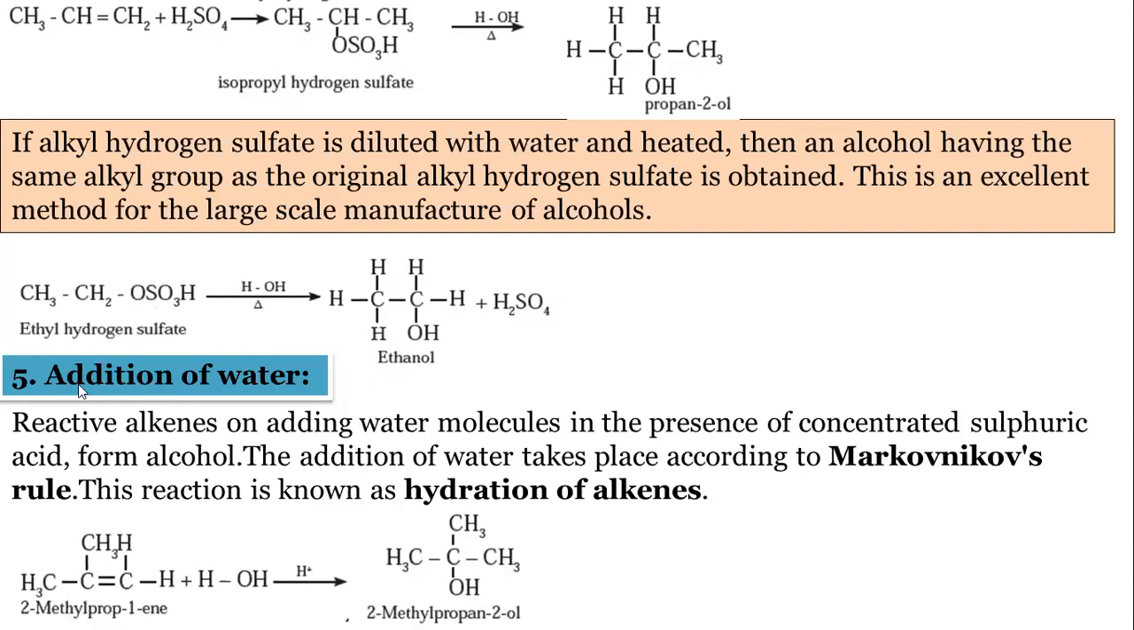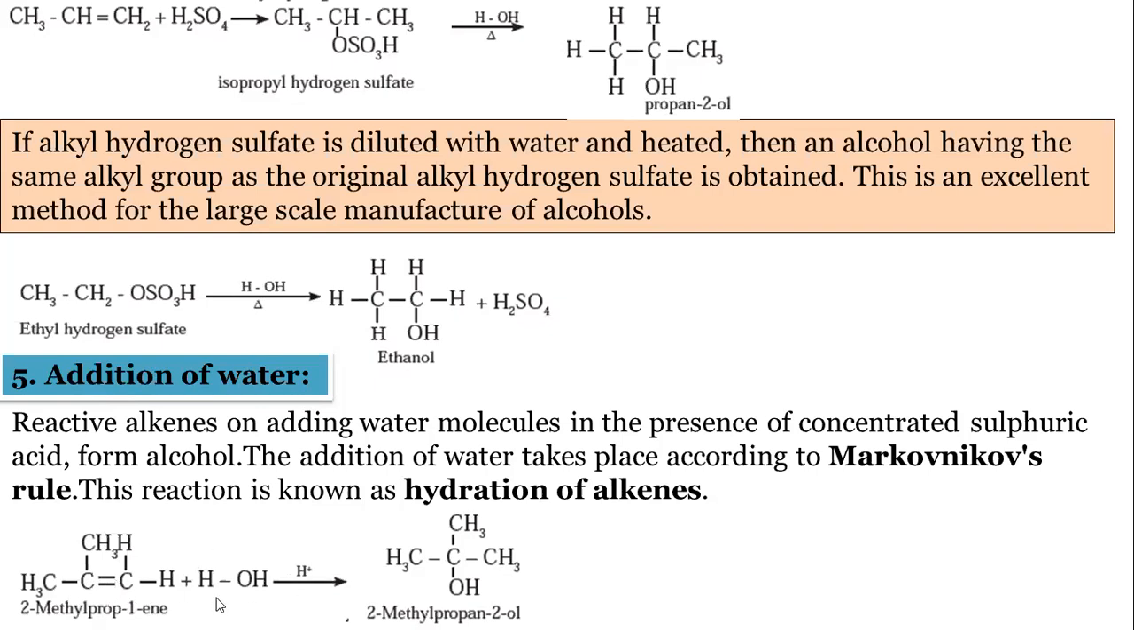Then the next one, number 5, is addition of water. All these reactions we are discussing are reactions of alkenes. So here one example of an alkene is taken. See the name of this alkene, 2-methylpropene. Prop indicates three carbons, 1, 2, 3, and the second carbon, see, this is the second carbon having the CH3 group. So it is 2-methylpropene. Ene indicates on carbon number 1 there is a double bond.